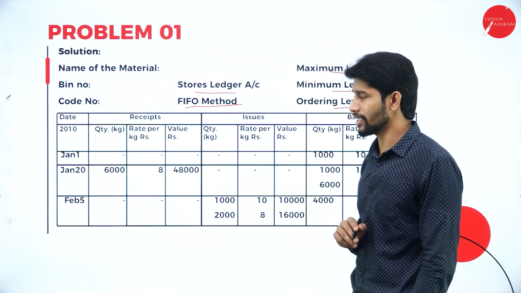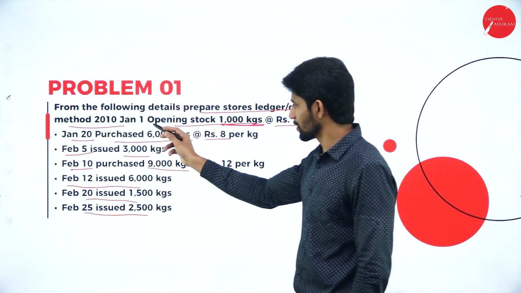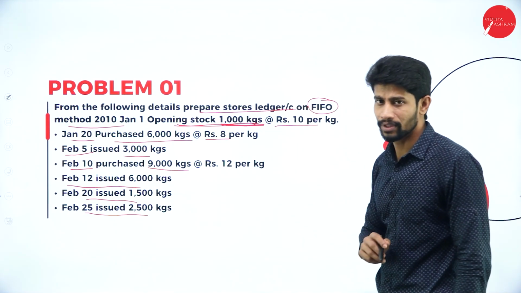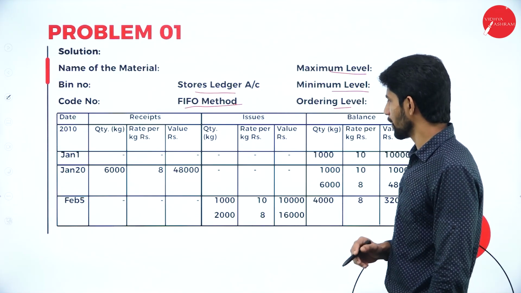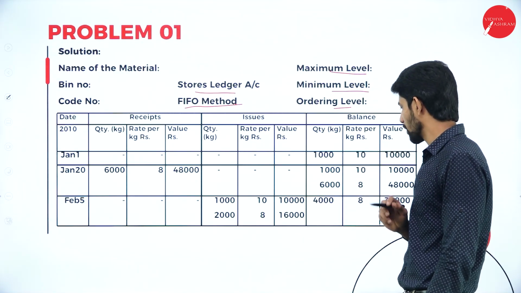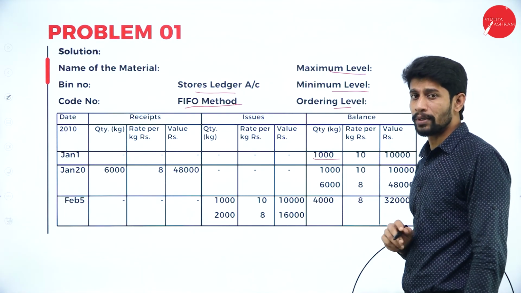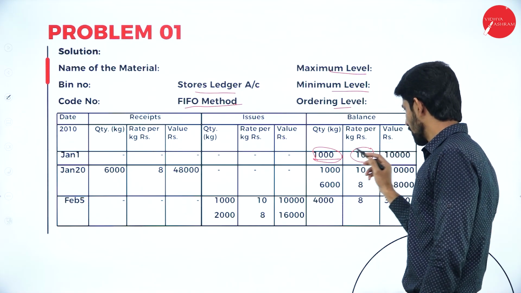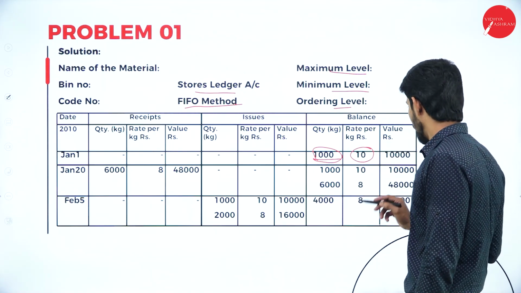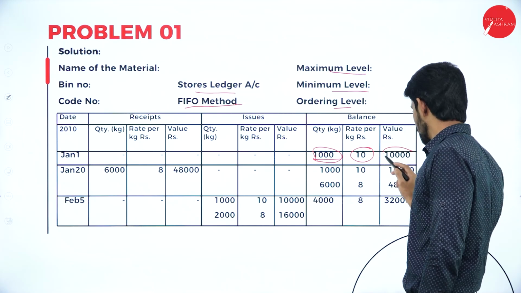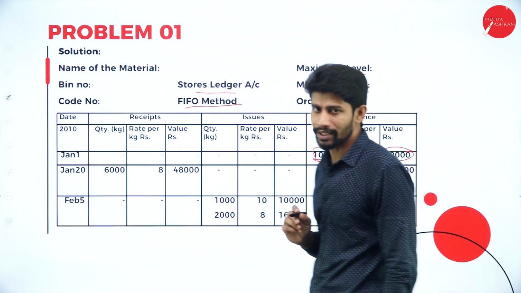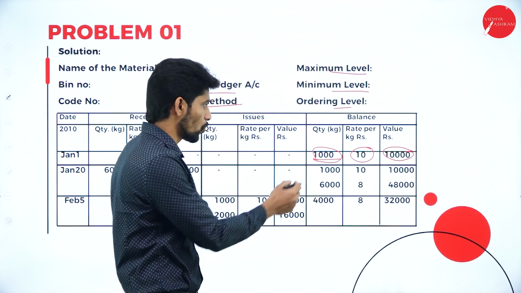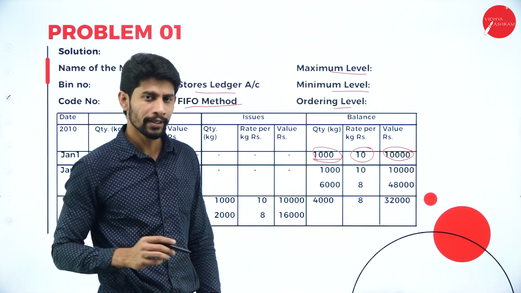On 1st Jan, what is the entry we have? On 1st Jan, we have the opening stock. Opening stock, always we are supposed to show it in the balance column. So what is the opening stock we have? We have 1000 kgs. What is the cost? 10 rupees per kg, and the value is how much? You will get rupees 10,000. So opening stock always we are supposed to show in the balance column.